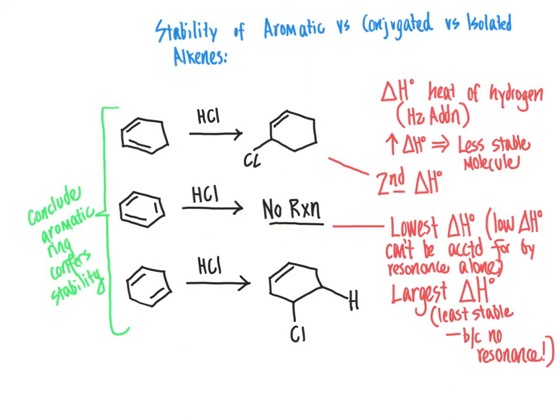That is an extremely unusually low delta H value. It has a very small heat of hydrogenation, indicating that it's very, very stable, more so than could possibly be accounted for by the delocalization of electrons by resonance. So there's something else going on in this aromatic system that confers that additional stability.